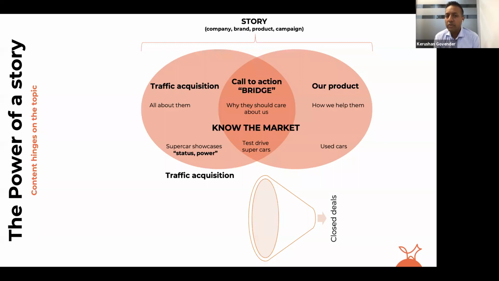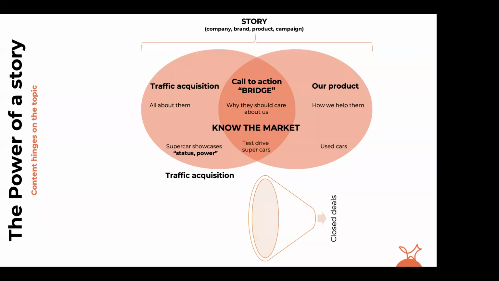So it's all about knowing your market, and connecting the right story with the right market. In terms of the example I provided, it could be that you are selling cars and you decide to start showcasing some supercars as part of your message. The first thing to do as part of your traffic acquisition is just talk about cars, because you're talking about the cars that your market is interested in. And then on your bridge action, just plug it in.